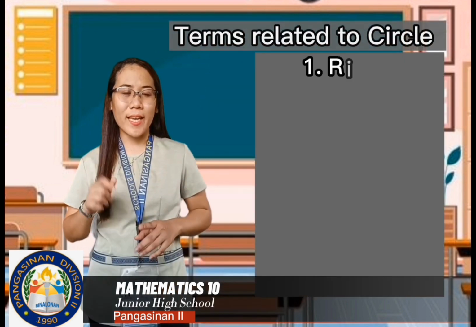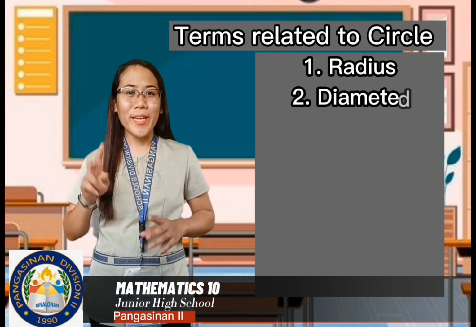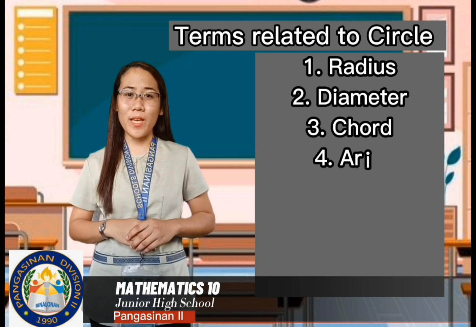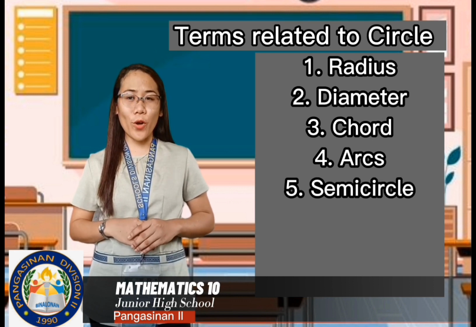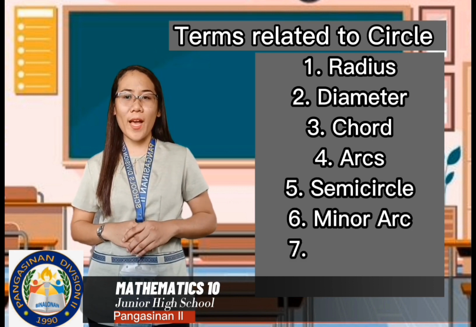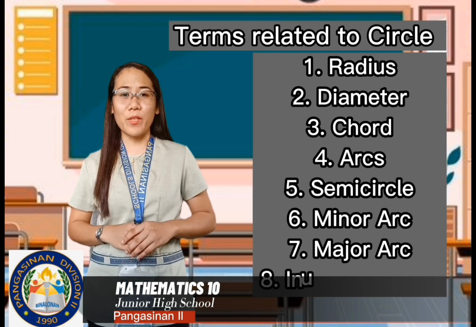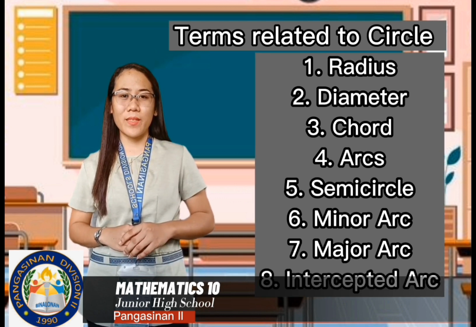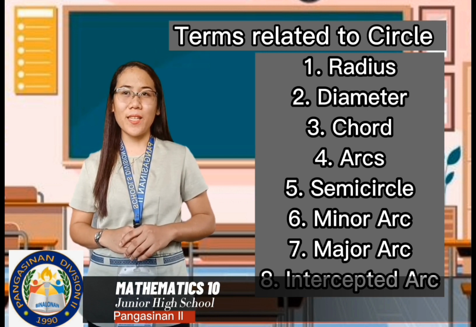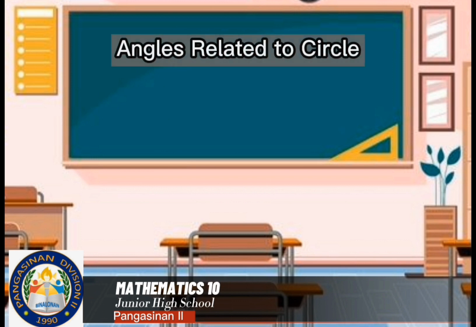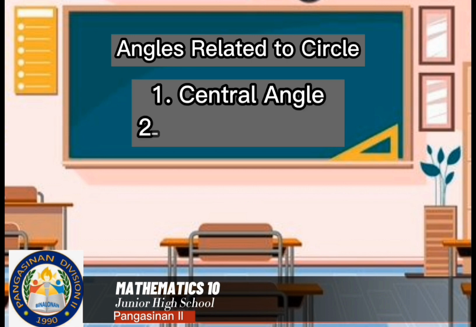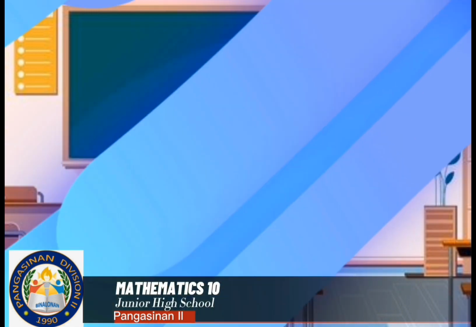To sum up, here are the important terms related to circle. Number 1 is the radius. Number 2 is the diameter. Number 3 is the chord. Number 4 is arcs. Number 5, semicircle. Number 6, minor arc. Number 7, major arc, and lastly is the intercepted arc. So here are also the angles related to circle. 1. Central angle. 2. Inscribed angle.